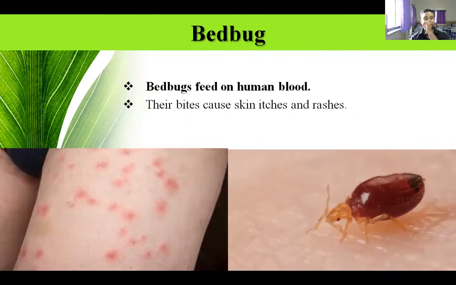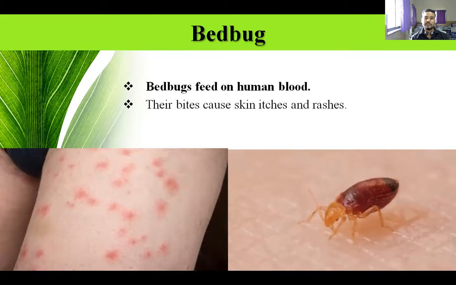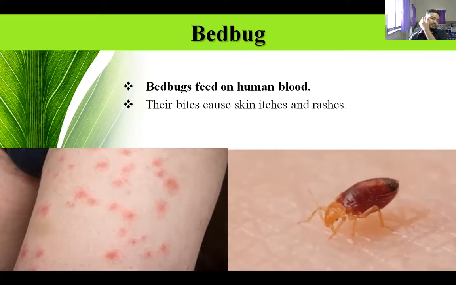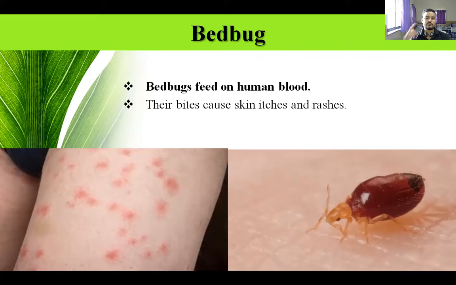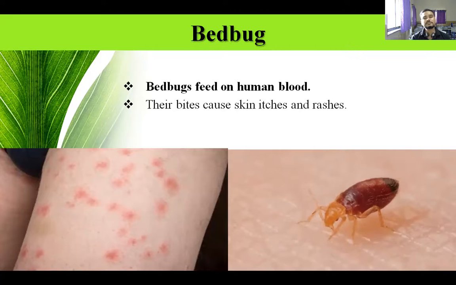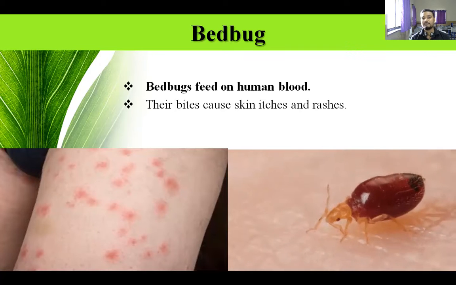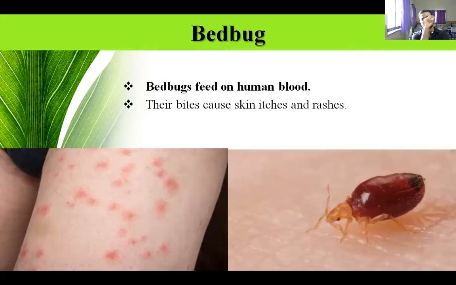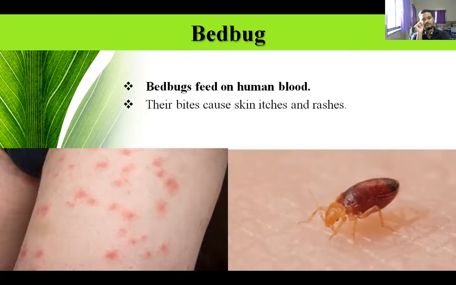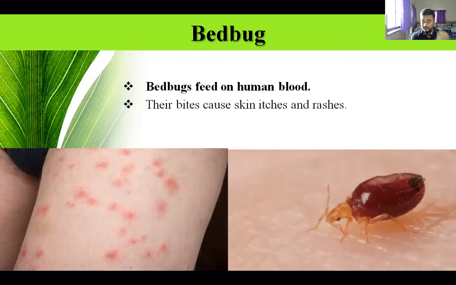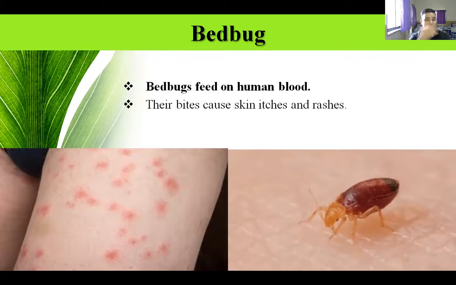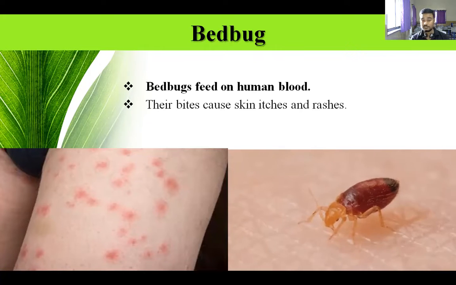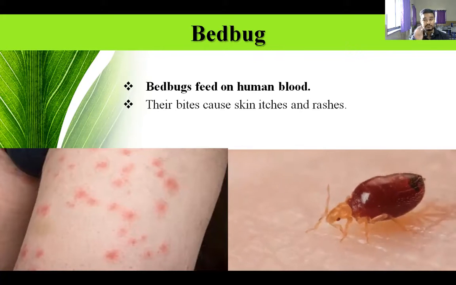Bedbug. If you are sleeping on an old bed and suddenly your skin starts scratching, or you have some itching kind of structure, rashes on your skin, that might be because of a bedbug. So a bedbug is a small insect which hides itself in the clothes, and if it bites your skin, you might have some itchy skin or rashes. So this was about the bedbug, as you can see in that figure.